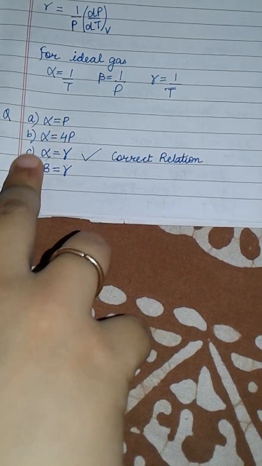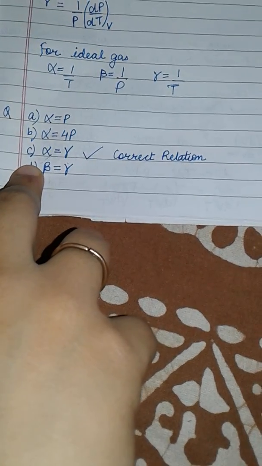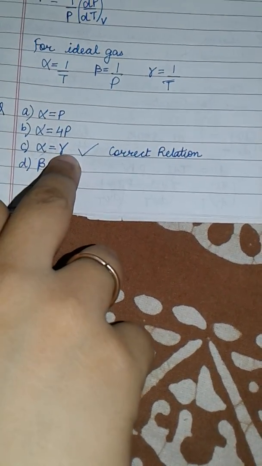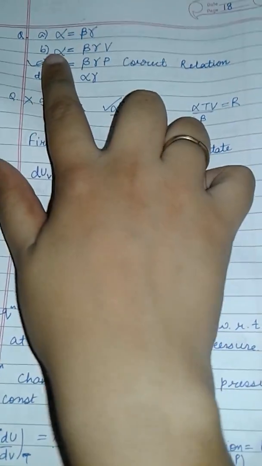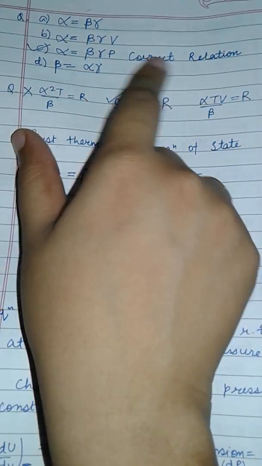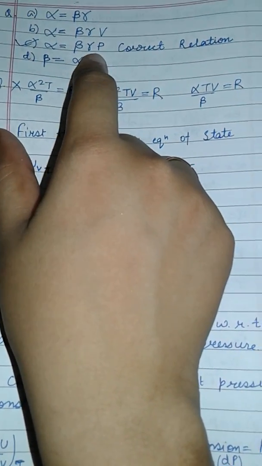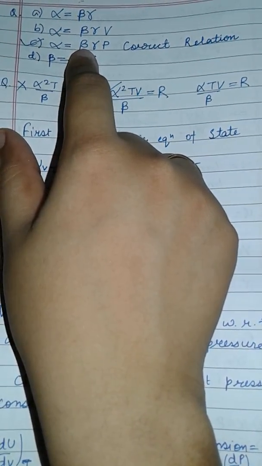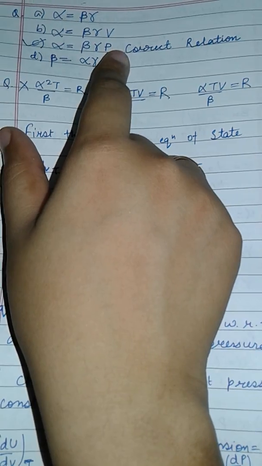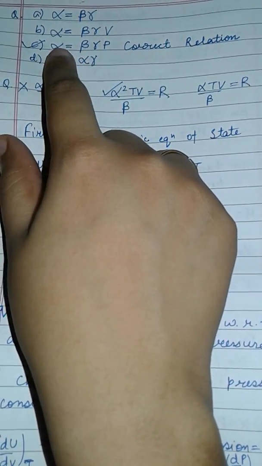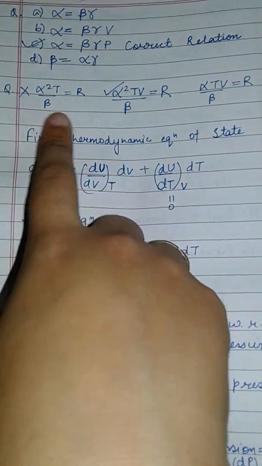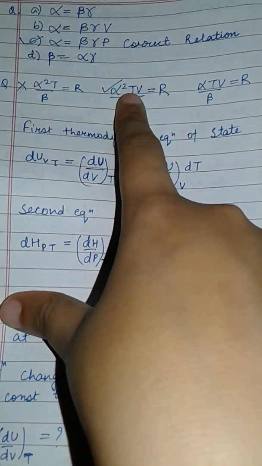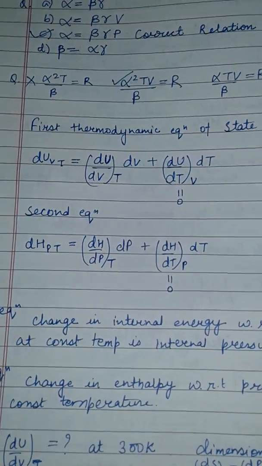So if four options are given, what is the correct relationship? Alpha is equal to gamma, because both are equal to 1 by T. Now among the four options, what is the correct relation? Alpha is equal to beta gamma P is the correct relation, because beta is equal to 1 by P will be cancelled out with P. Gamma is equal to 1 by T and alpha is equal to 1 by T. Now of these, the correct relation is alpha square TV upon beta is equal to R.